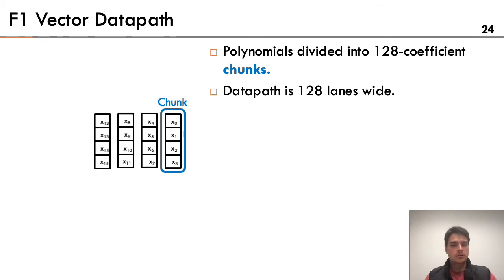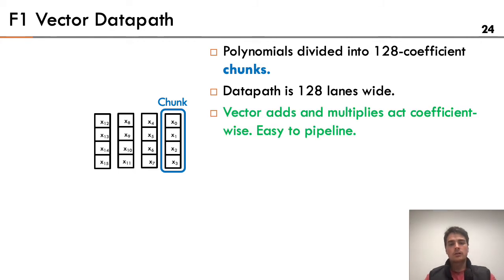Therefore, F1 divides the coefficients into chunks, each 128 coefficients wide. This means that the data path and memory system are made to process chunks instead of individual coefficients or entire polynomials. The slide illustrates dividing the 16-coefficient polynomial into 4 chunks, each holding 4 elements. The vector add and multiply units are easy to implement with this data path because they operate coefficient-wise on the residue polynomials. This means we can process data independently, chunk by chunk.